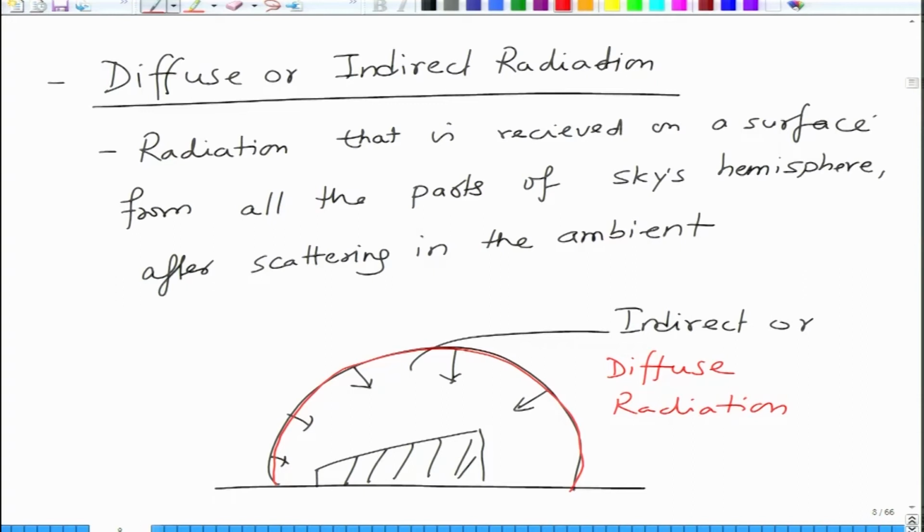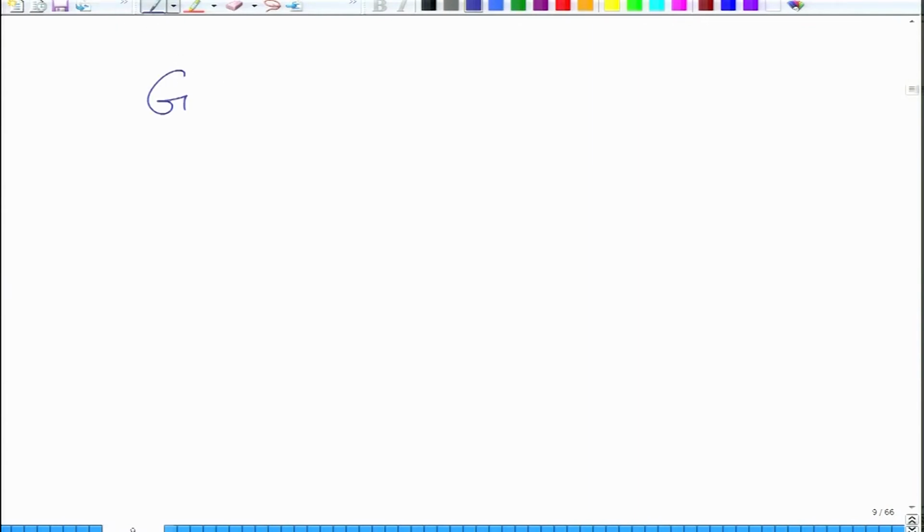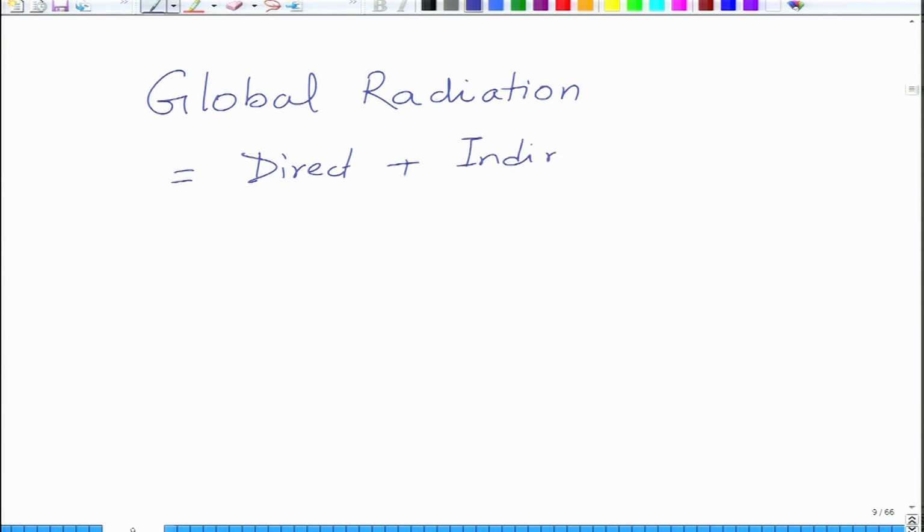First is called the direct radiation, which is in line with the sun. Second is called diffuse or indirect radiation that comes from the ambient. The sum of these two is called global radiation. This is direct plus indirect. So, when you say Ig, which is the intensity of global radiation, that is equal to Id plus Ii, or you can say I small d, something like that, okay. So, global radiation is the sum of these two.